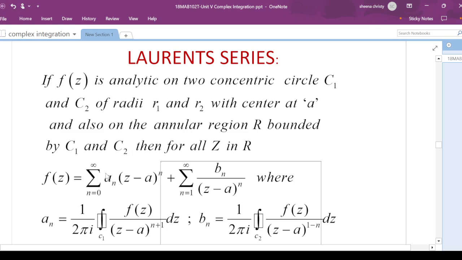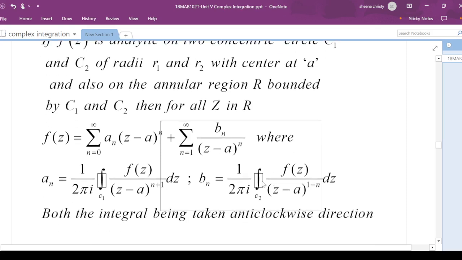for all z in R, f of z equals the sum of n equal to 0 to infinity a_n into (z minus a) to the power n, plus the sum of n equal to 1 to infinity b_n by (z minus a) to the power n, where the constants a_n can be found with the help of integration of f of z by (z minus a) to the power n plus 1 dz, multiplied by 1 by 2 pi i, and b_n equals 1 by 2 pi i times the integral over C of f of z by (z minus a) to the power 1 minus n dz.